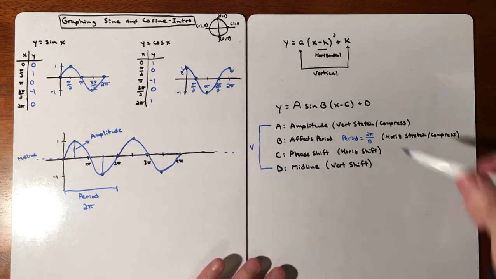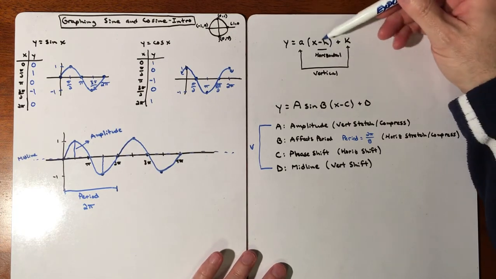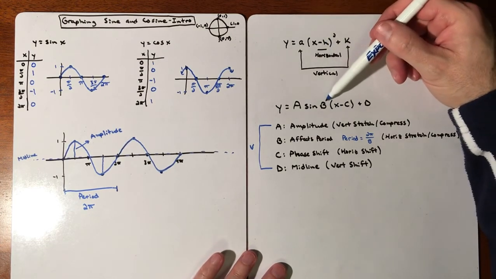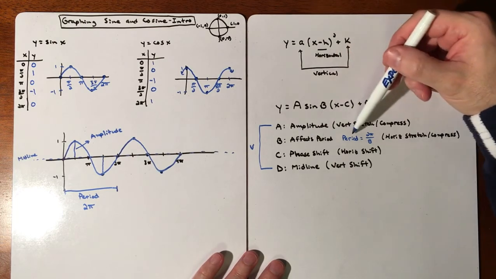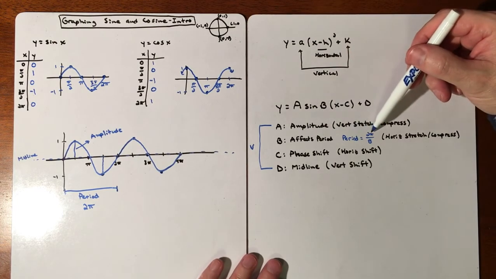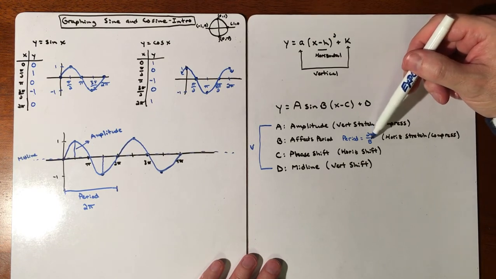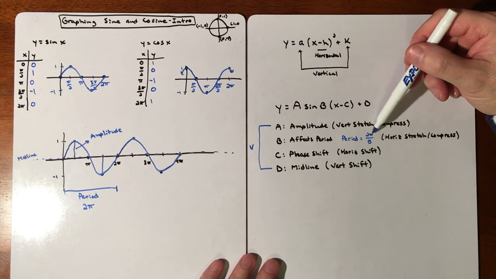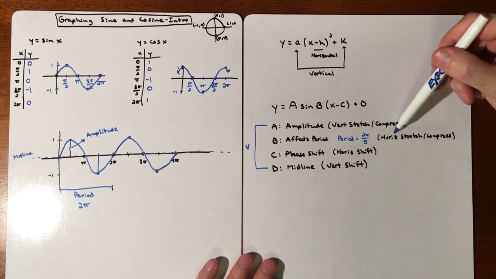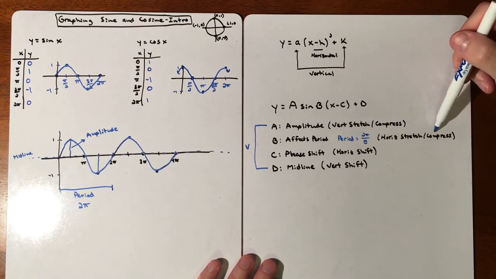All right, and now the pieces on the inside. Anything on the inside horizontally affects your graph. So the b is going to specifically affect your period. The period on every single one of these sines and cosines is initially going to be 2 pi, but it's going to be divided by b. And we'll talk about why that happens later, in the next video on graphing. But it is your horizontal stretch or compression.